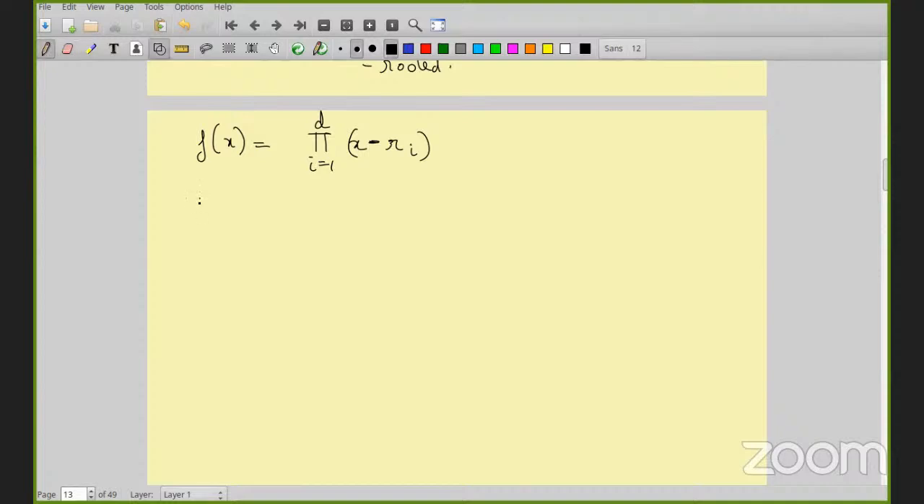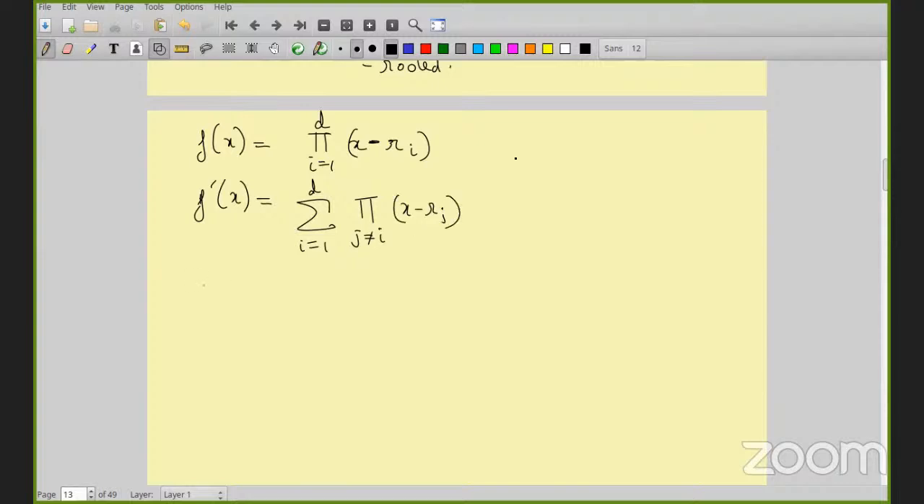What about this f′(x)? Does this give a nice expression for f′(x)? It does, it's this standard thing. It's a product, so you have to do the product rule and you get this sum, i going from 1 to d, the product over j not equal to i of (x − r_j).